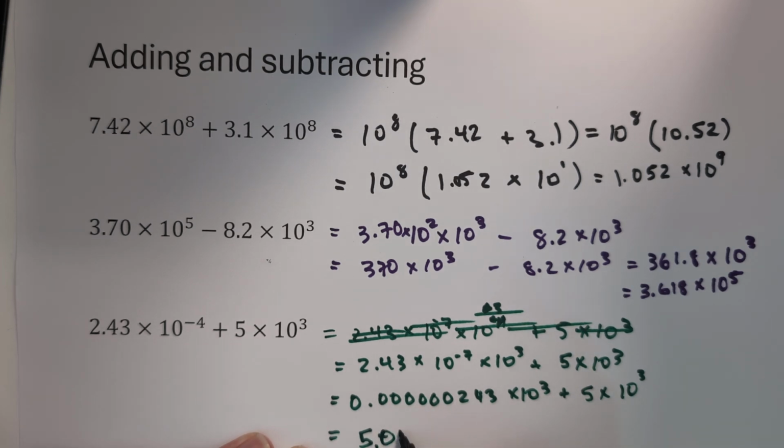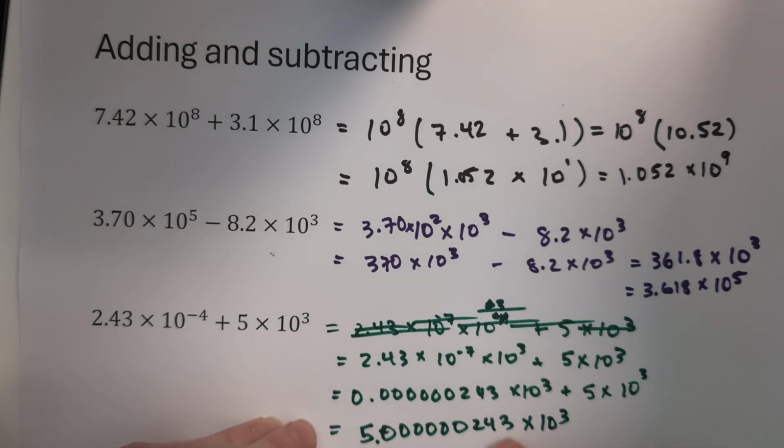I don't actually need the plus. I can do that in my head. We have 6 zeros, and the 243 times 10 to the 3rd. And that is the scientific notation of that, even though that's a silly number. It's still in between 1 and 10.